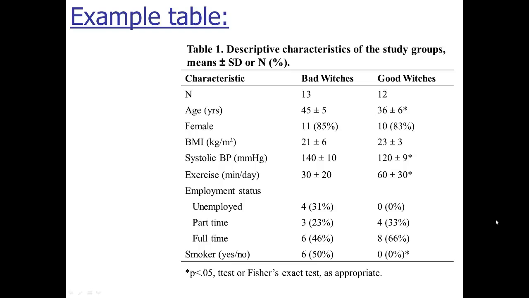So I thought, well, imagine that we had some data on bad witches and good witches, and we wanted to put them in a table. So I've got a group of 13 bad witches and 12 good witches in my study. I've collected some descriptive characteristics on them, and I've put them in a typical table 1 that's describing my study population. So this is what a typical table would look like.